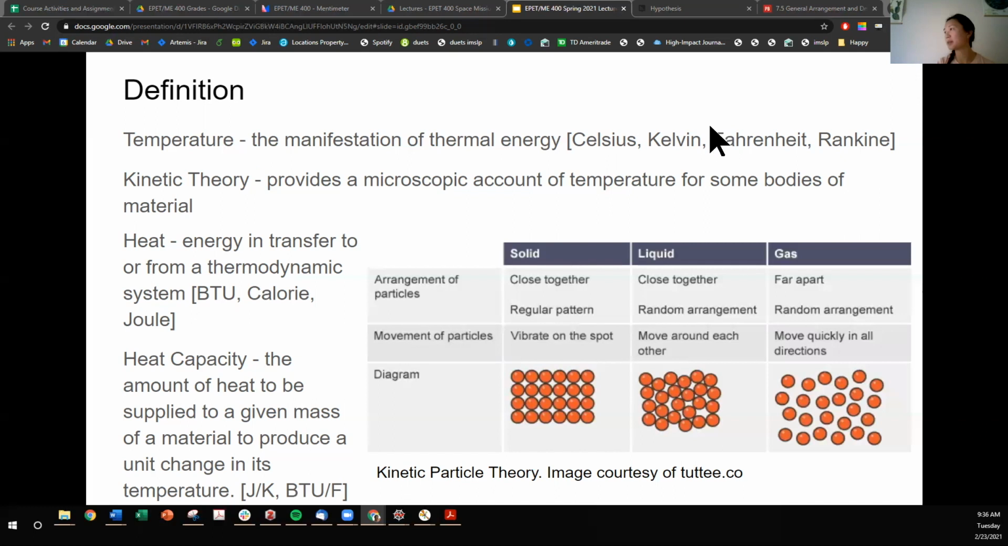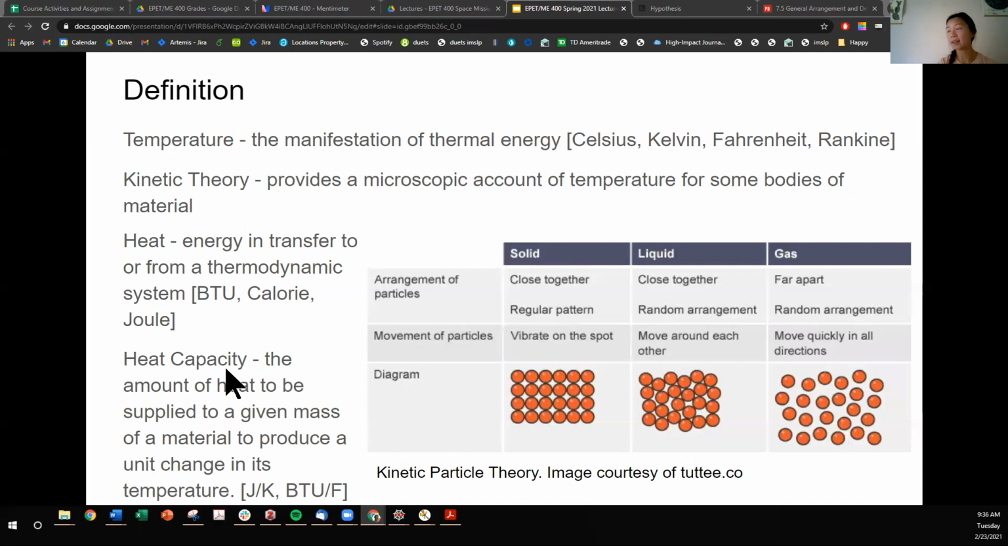So temperature is measured in degrees Celsius, Kelvin, Fahrenheit, and Rankine, but heat is measured in BTU, British thermal unit, calories, or joules. For this course, we're going to be mostly concerned with Celsius and Kelvin, and then joules.